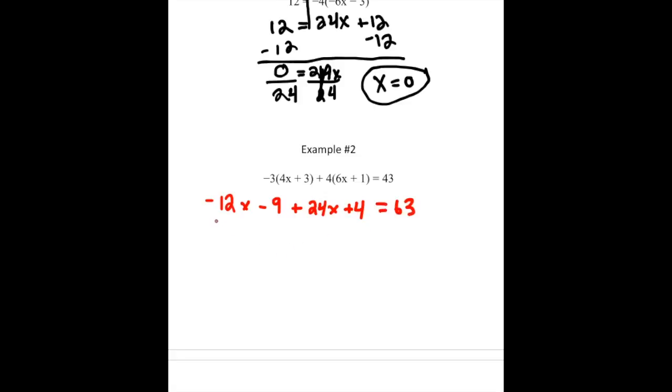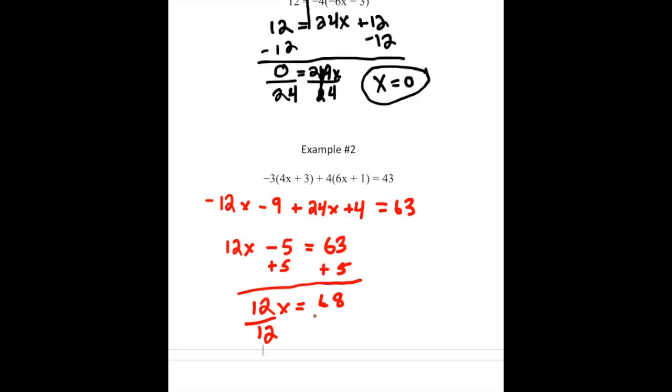All right, but we can still simplify the left-hand side here. So negative 12x and 24x gives us a 12x. And negative 9 and positive 4 gives us a negative 5, which equals 63. So now we need to solve the equation. So first we're going to add 5 to both sides. So we have 12x now equals 68. And we're going to divide both sides by 12.